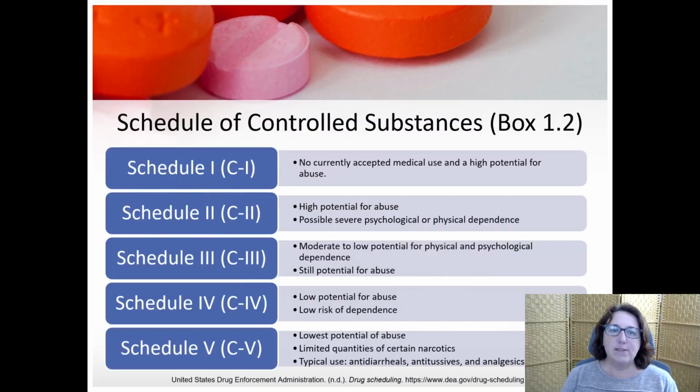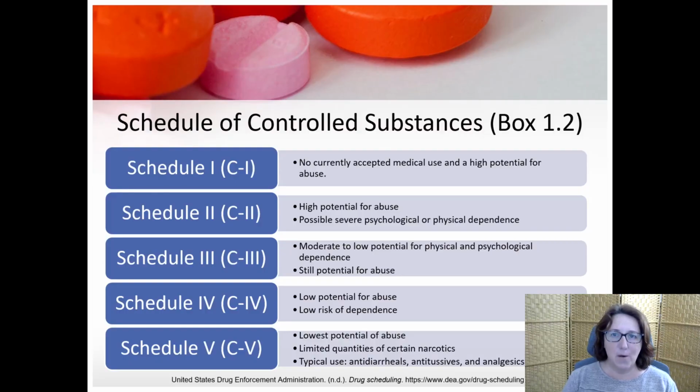The schedule of controlled substances, box 1.2 in your textbook, so you'd want to refer back there and take a look at that, goes a little bit more into depth than this. So the Schedule 1 drugs, also sometimes called C1 drugs, there's no current accepted medical use and there's a high potential for abuse. Schedule 2 drugs, there's a high potential for abuse. Potentially, there could be severe psychological or physical dependence, and these drugs are considered dangerous. But there still is some medical use for it.